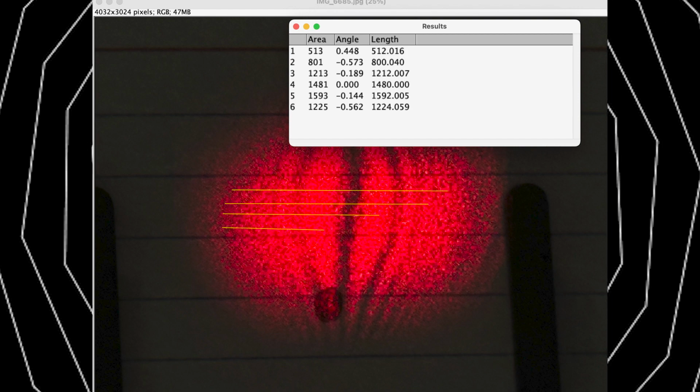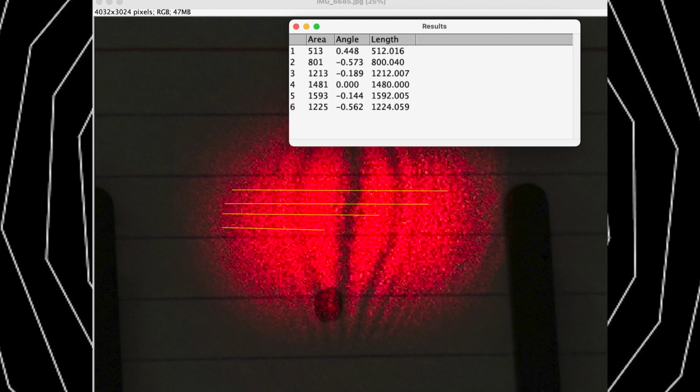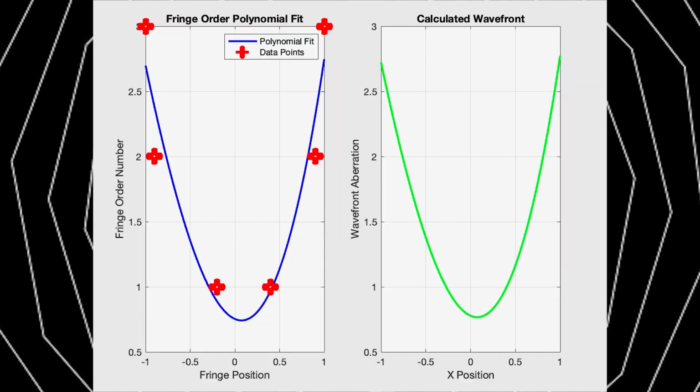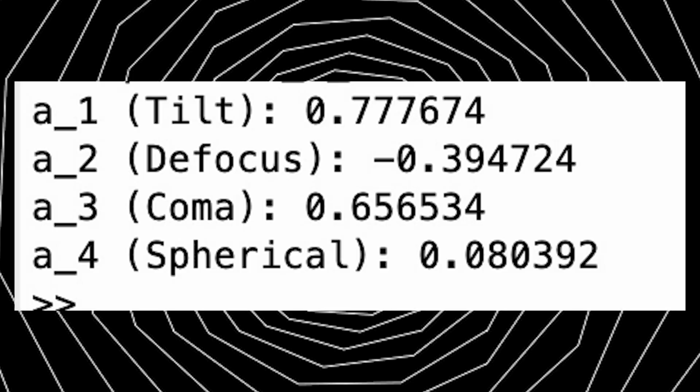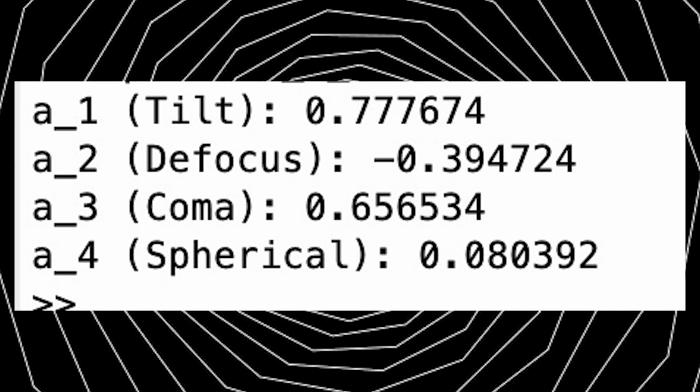We then used MATLAB to measure the fringe positions, and in this graph on the left you can see we have our data points from those measurements and a polynomial fit, which is very similar to the calculated wavefront shown on the right. And here are our results for tilt, defocus, coma, and spherical aberrations.